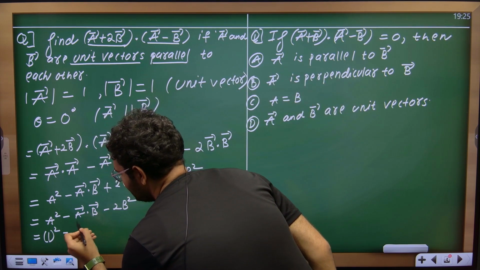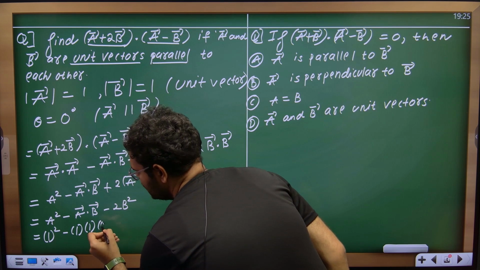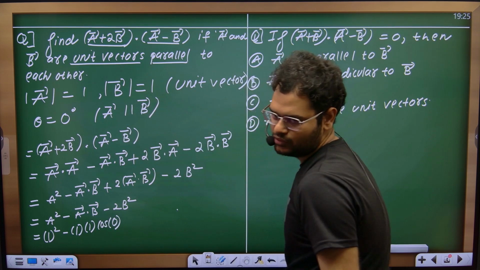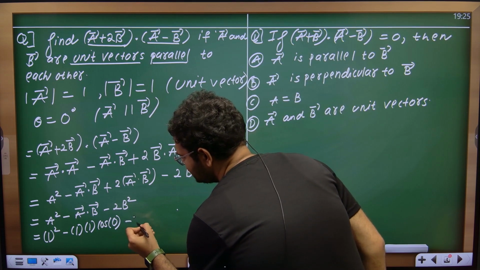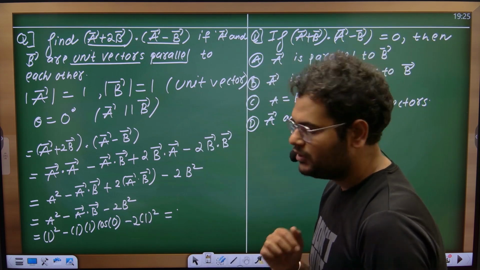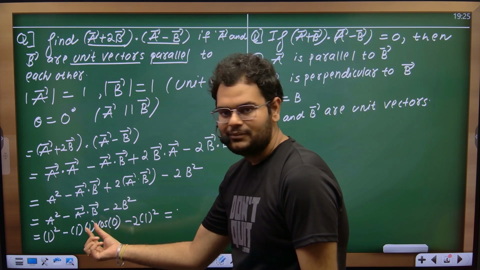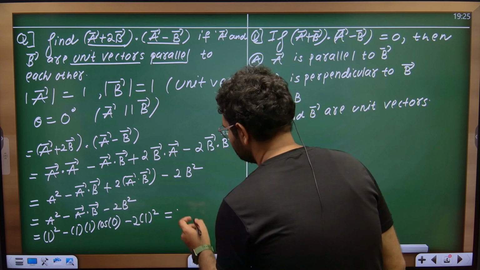Minus a dot b. How can you write a dot b? Magnitude of a, magnitude of b, and cos theta. What is the angle between them? 0. So cos 0, minus 2 into 1 square. How much is this? You tell me the calculation. So it is, sir, minus 2, minus 2, minus 1, minus 3, minus 3 plus 1 is what? Minus 2.